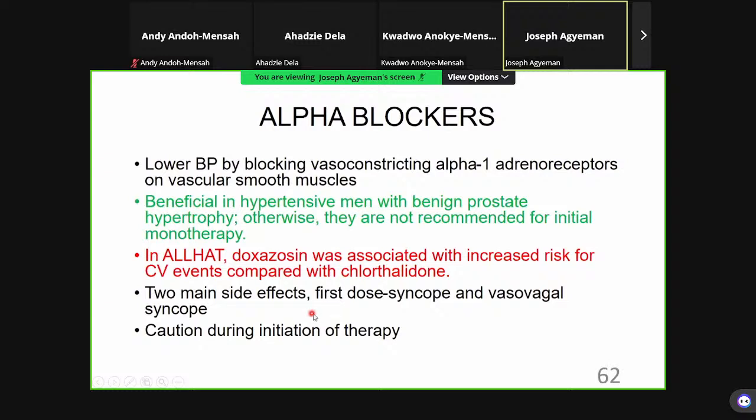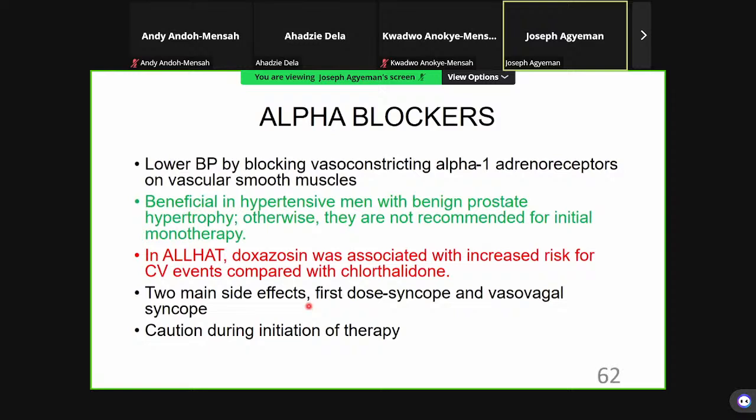Because of the first dose syncope and vasovagal syncope, you should be cautious during initiation. So it is better to take this drug normally at night when you're about to sleep. Syncope normally occurs when you take these drugs in a sitting position and you decide to stand up. So it will cause pooling of blood to the lower extremities, reducing blood supply to the brain. So you take your first doses normally at night without standing up. You sleep immediately after taking it.